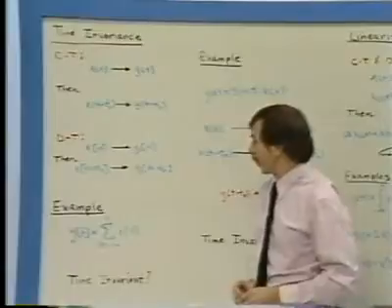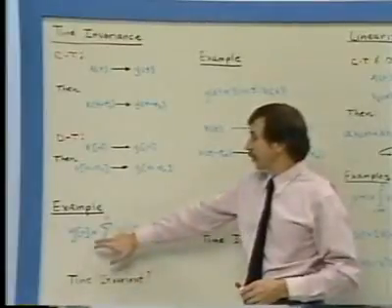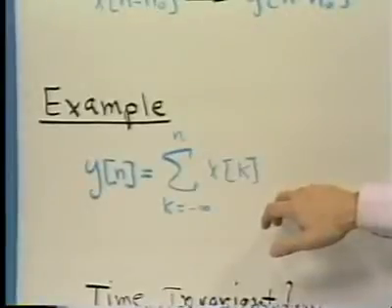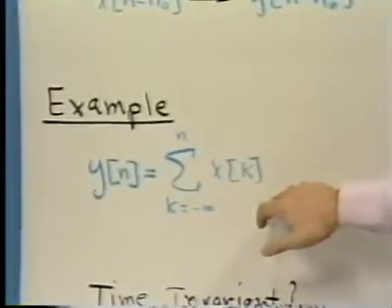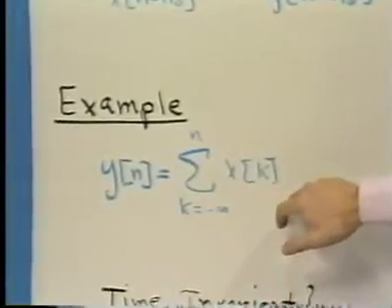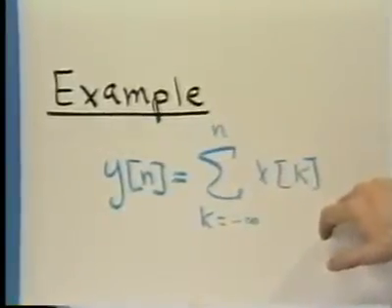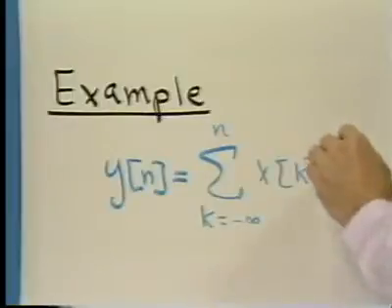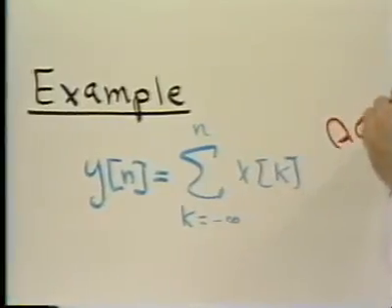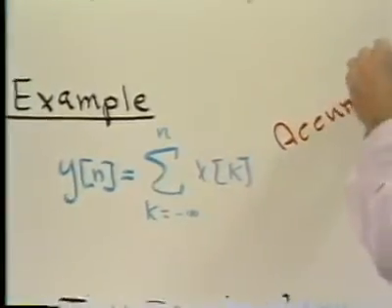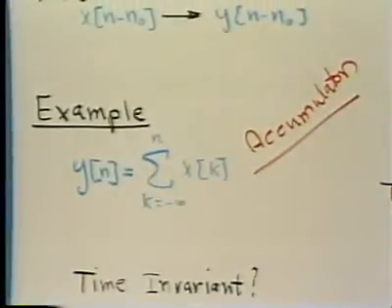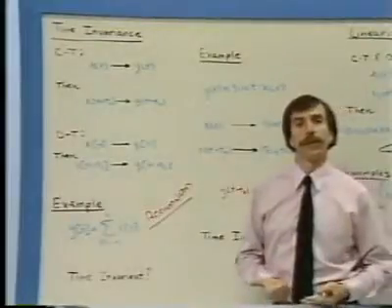For example, if we have the system I've shown here, which, by the way, is the system that we talked about previously to go from an impulse sequence to a step sequence, we called it a running sum, and actually what it's also often called is an accumulator. What it does is accumulate past values of the input. Well, is the accumulator time invariant?